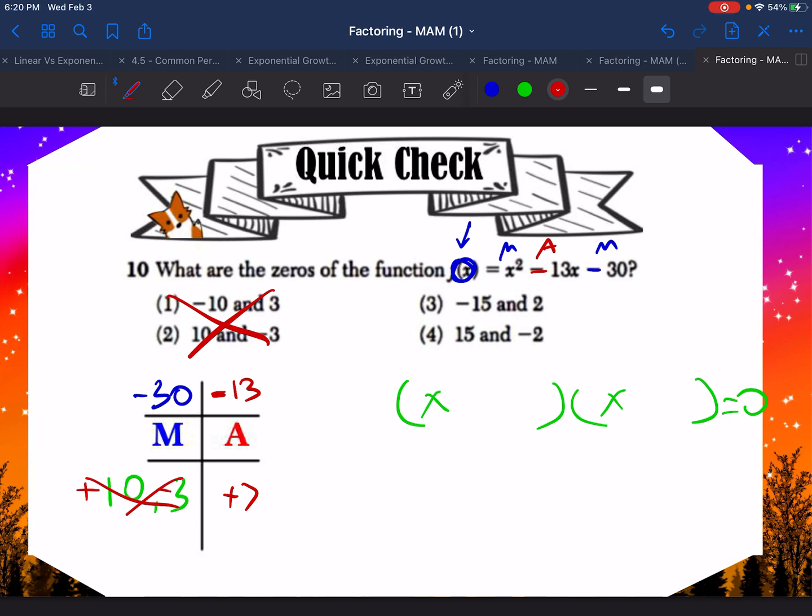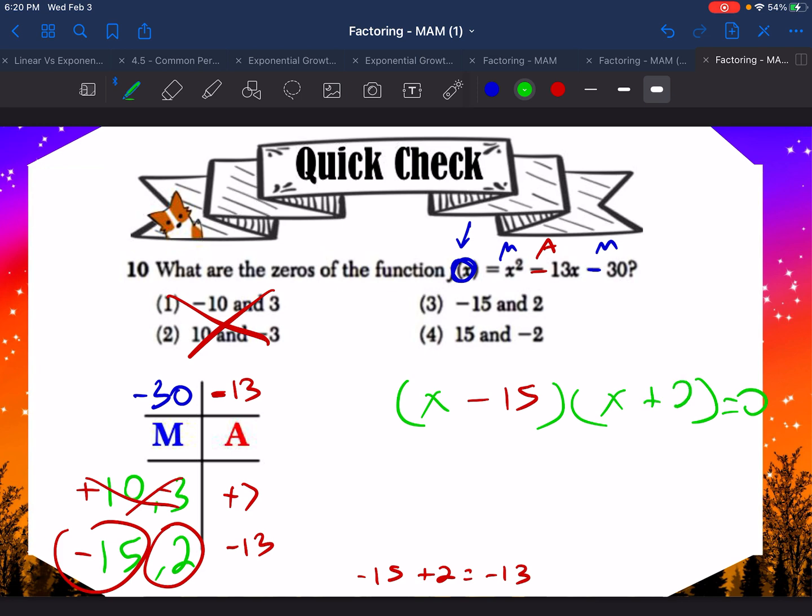So it has to be one of these, 15 and 2. Which one should I make negative? I want to make that 15 negative because negative 15 plus 2 equals negative 13, which is what I want. So I take these and I put them in my factors, negative 15 and positive 2.